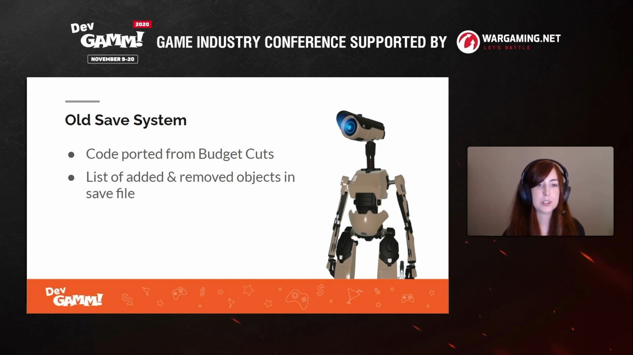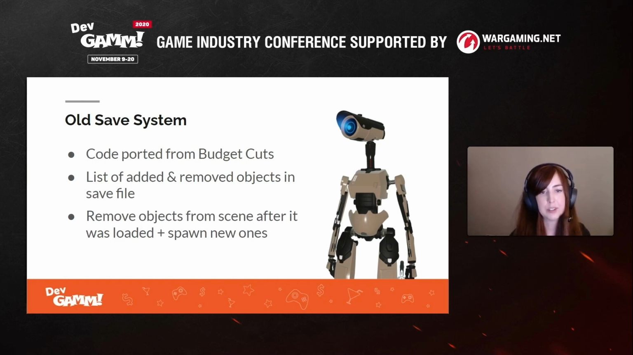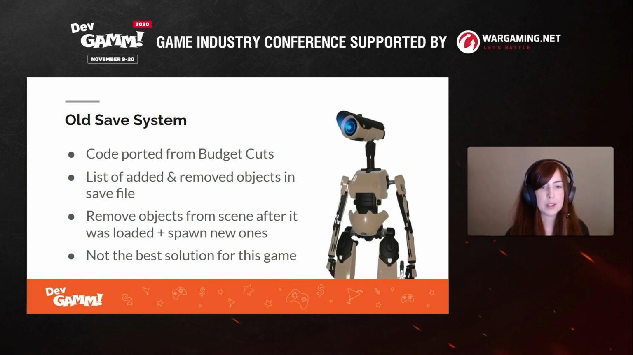The way that system worked was that whenever an object was spawned or removed during gameplay, that object would be marked as added or deleted in the save file. Then when you loaded a save, it would load in the scene as usual and then remove those game objects that were marked for deletion. And then it would also spawn in the objects that needed to be added. We had a lot of issues with this system, and I'll go into more detail about that later.